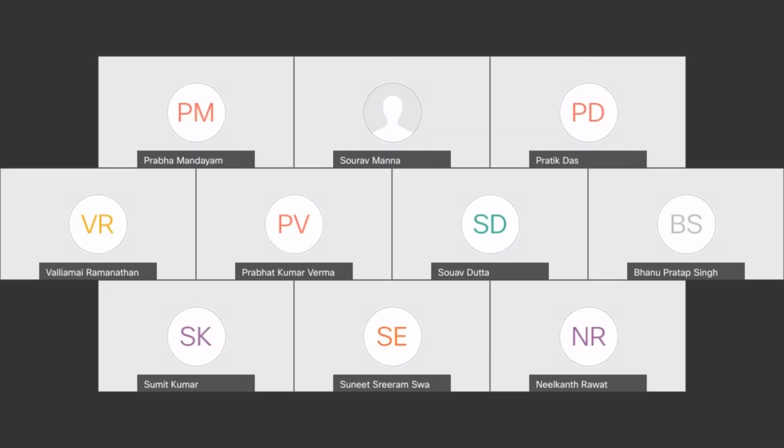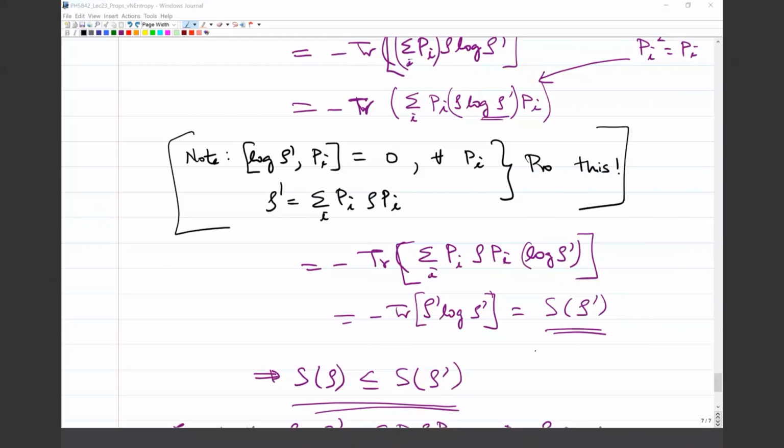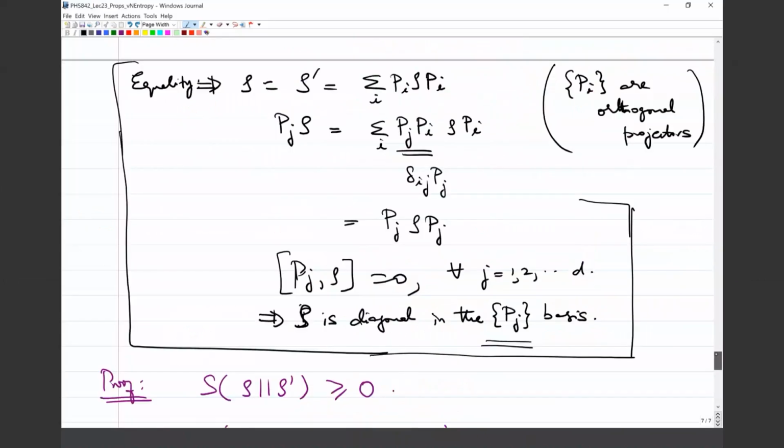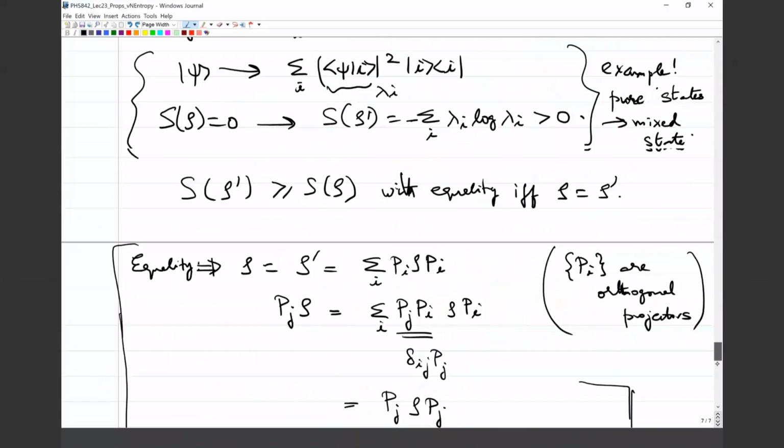So on Monday, we look at what happens to the von Neumann entropy under unitaries and what happens when you mix states further, concavity, etc. Okay, all right. So see you all on Monday.